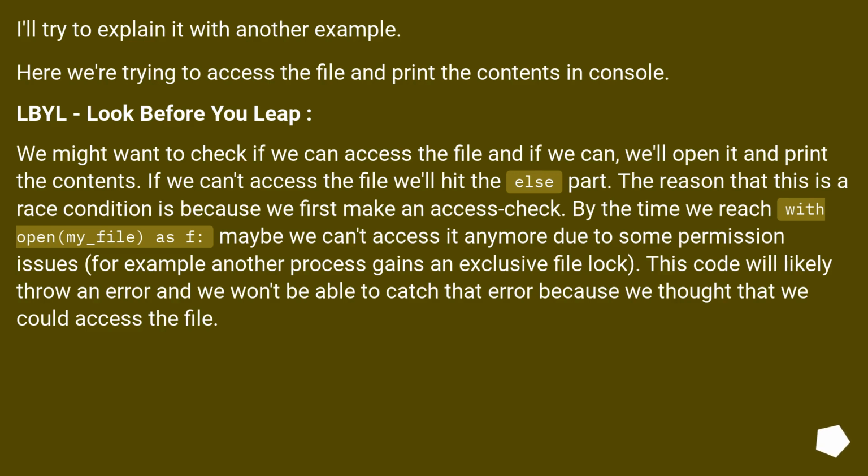The reason that this is a race condition is because we first make an access check. By the time we reach with open_my_file as f, maybe we can't access it anymore due to some permission issues. For example, another process gains an exclusive file lock. This code will likely throw an error, and we won't be able to catch that error because we thought that we could access the file.